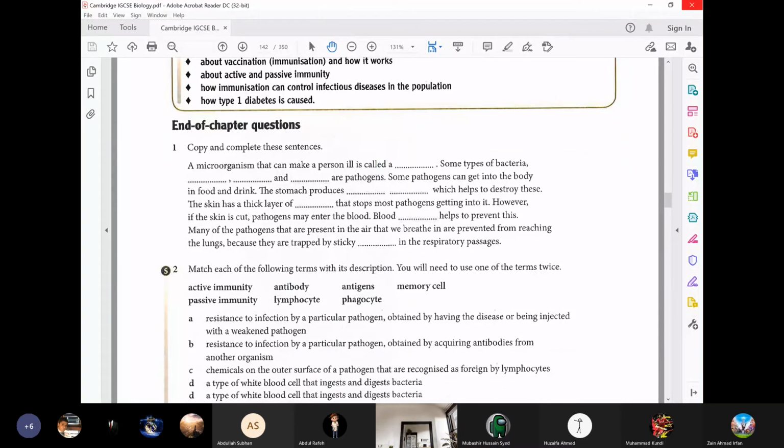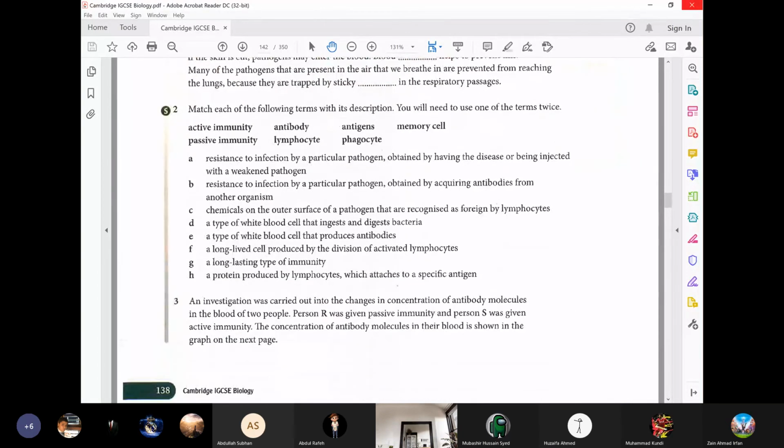Next question. Match each of the following terms with its description. You will need to use one of the terms twice. Now, resistance to infection by a particular pathogen obtained by having the disease or being injected with a weakened pathogen. What kind of immunity is this? Memory cells.